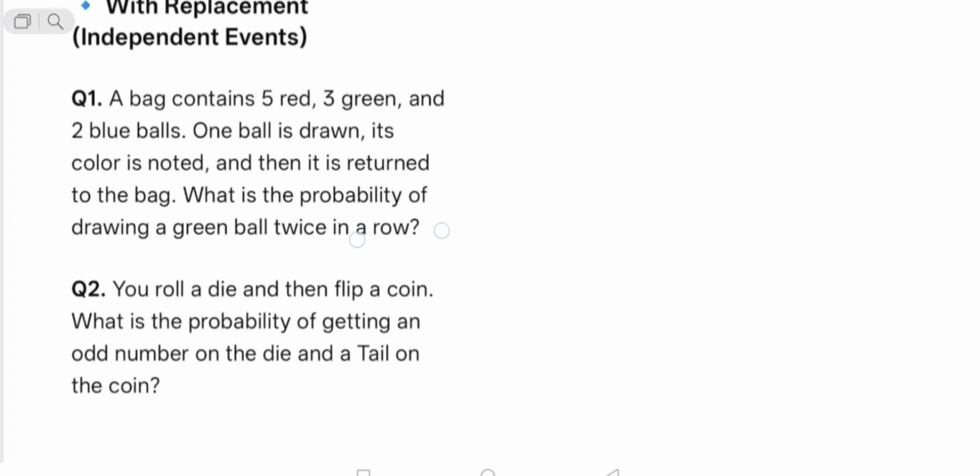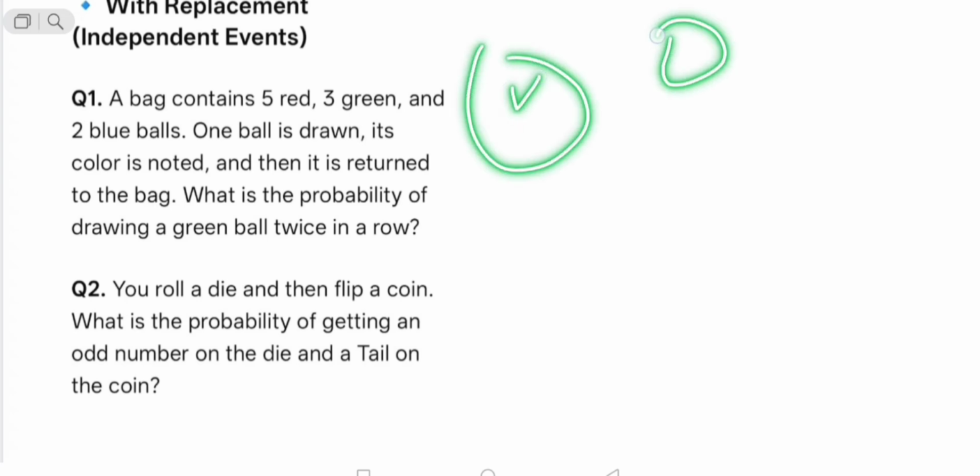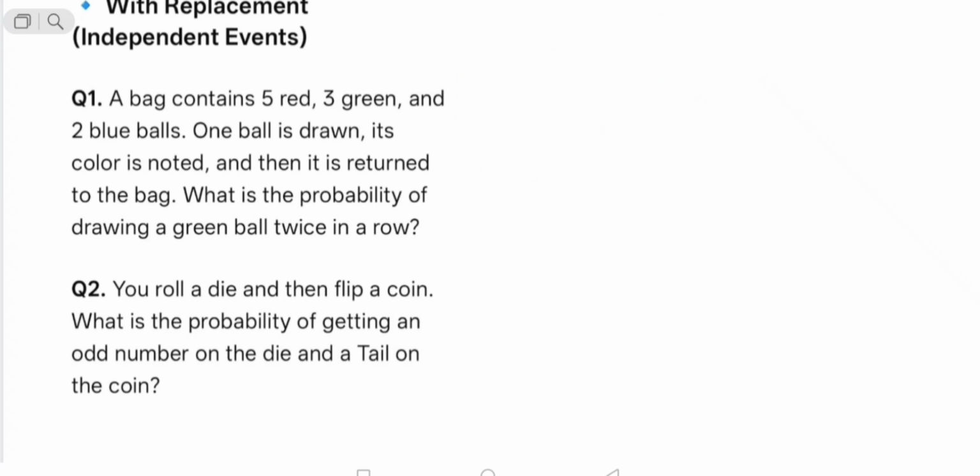Look at question number 1. In question number 1, they are saying a bag contains 5 red, 3 green and 2 blue balls. One ball is drawn, its color is noted, and then it is returned to the bag. It is replaced again in the bag. They took 1, saw the color, then returned it back here. So they replaced it. Okay, it is independent. It doesn't affect the others, red or blue. For example, they are asking the probability of drawing a green ball; it doesn't affect the other red and blue.